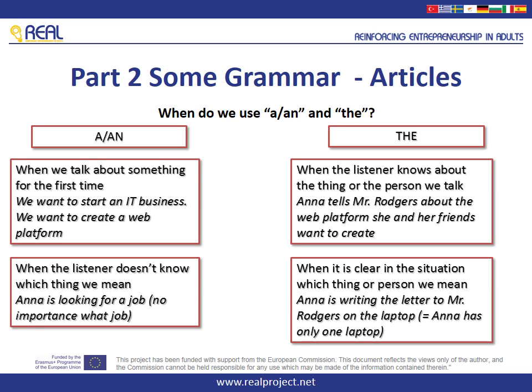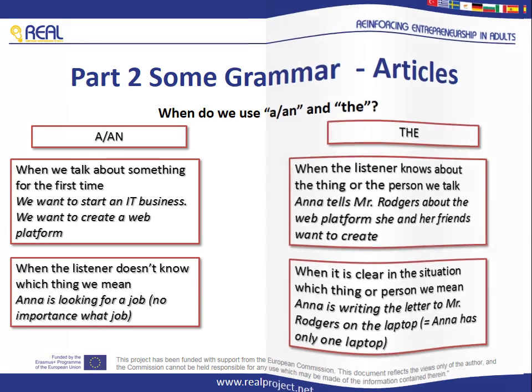We can use the with some nationalities when we mean the people of the country. For example, we say the British, the French, etc. Of course, these are the general rules when and how to use one or the other article. If you want to learn more, consult the grammar books.